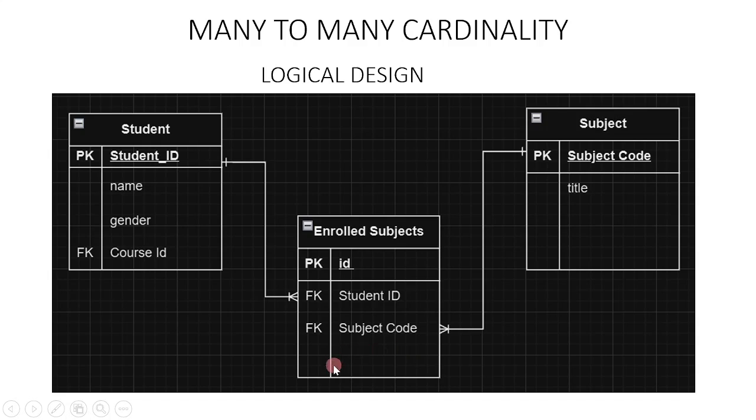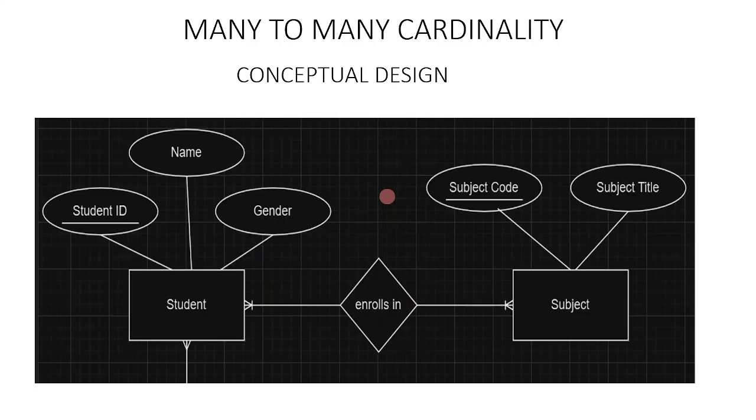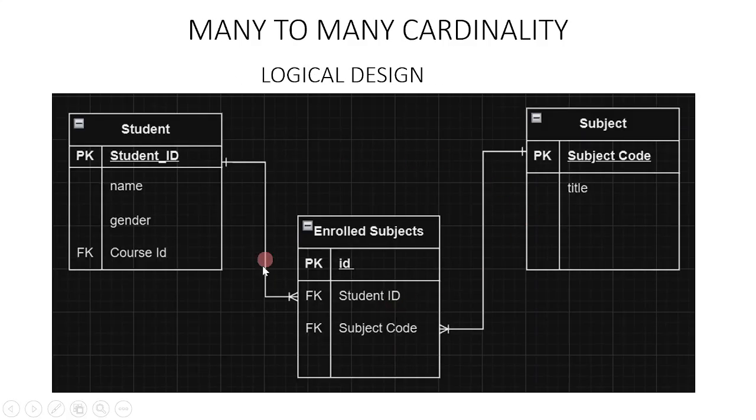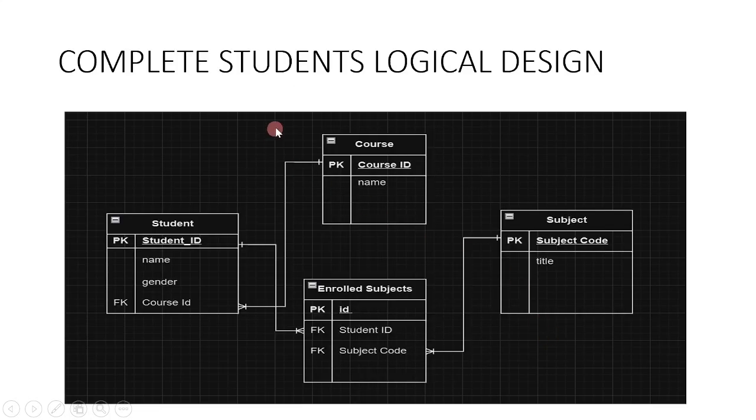Actually, we could still add some more attributes here, for example, date enrolled, room, and so on. But anyway, I'm just showing you this one here so that we have a simple example, so you could easily understand how we are converting that conceptual relationship or design into our logical design.